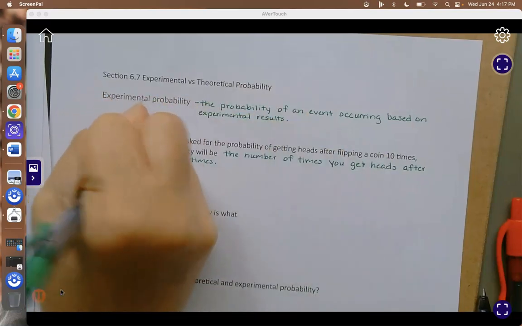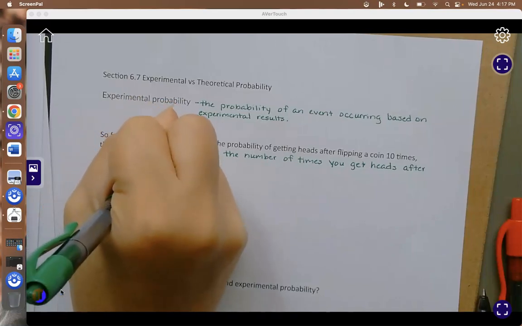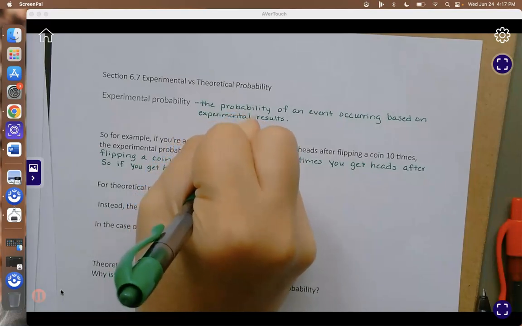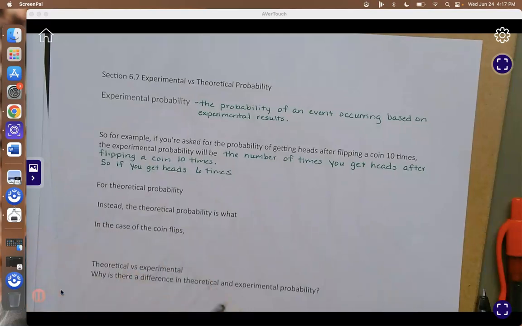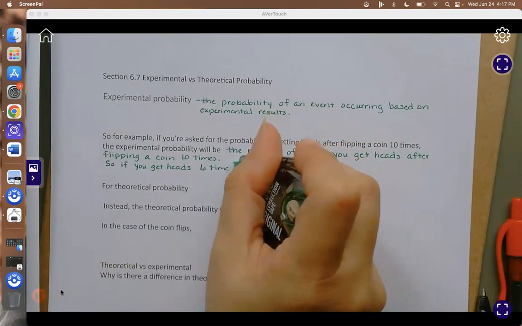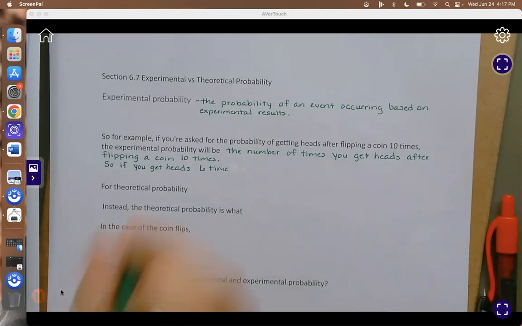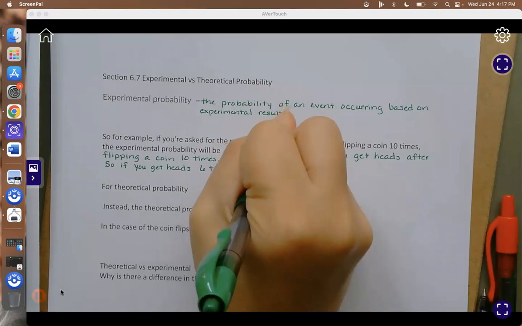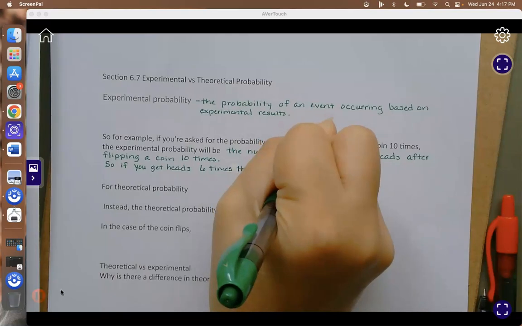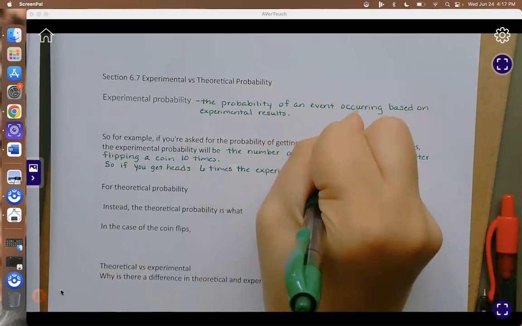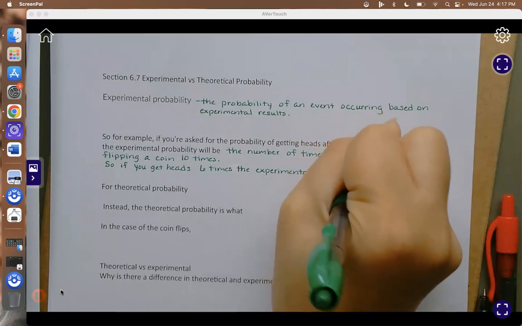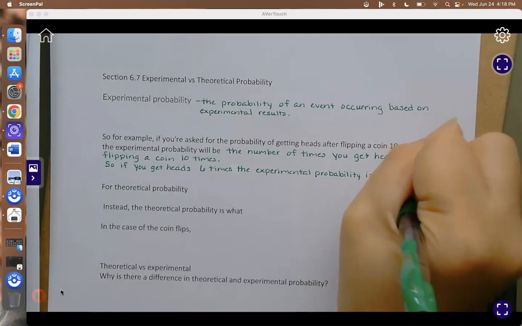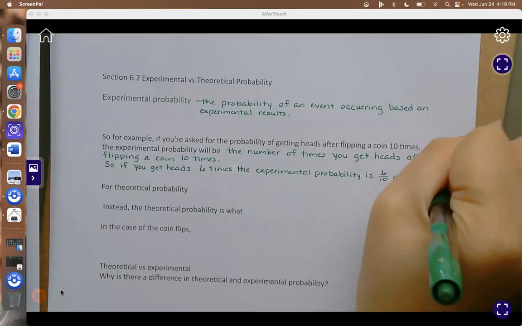So, if you get heads 6 times, the experimental probability is 6 out of 10, or 0.60, or 60%.